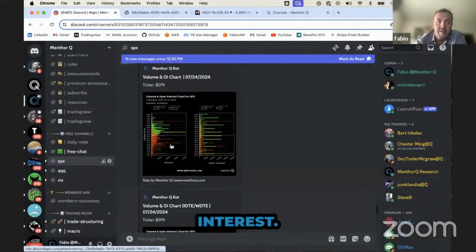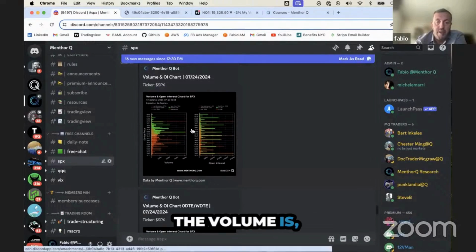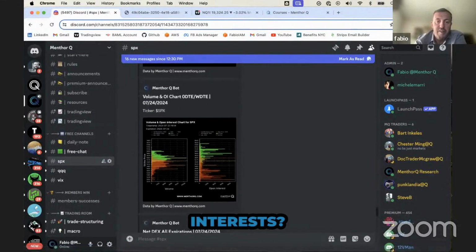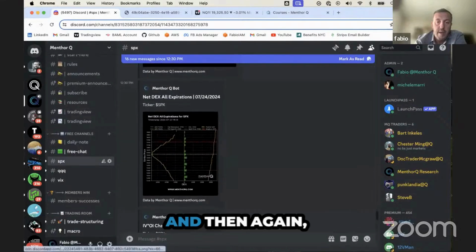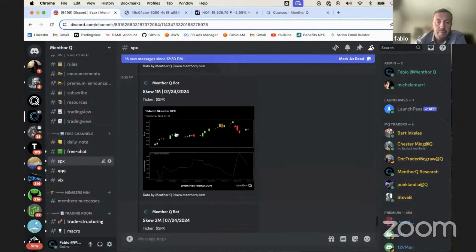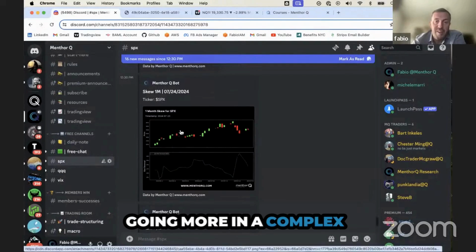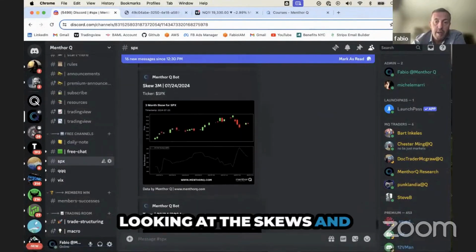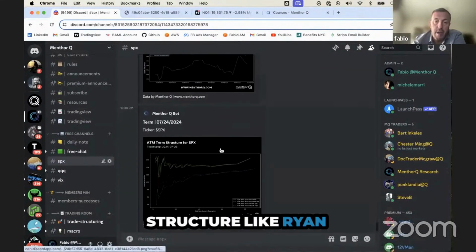Finally, volume and open interest. You want to see where the volume is spiking, where the open interests are. And then again, going into more complex stuff, looking at the skews and looking at the term structure like Ryan mentioned today.